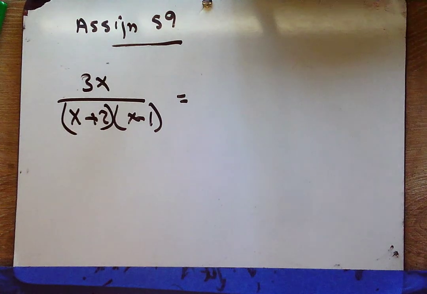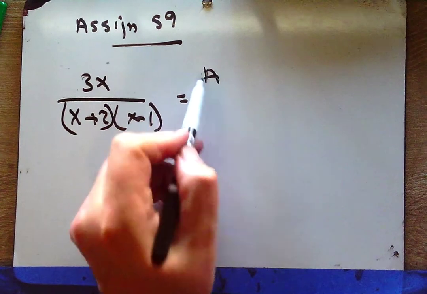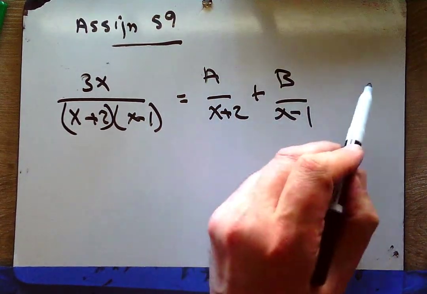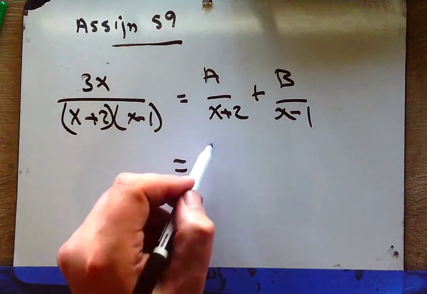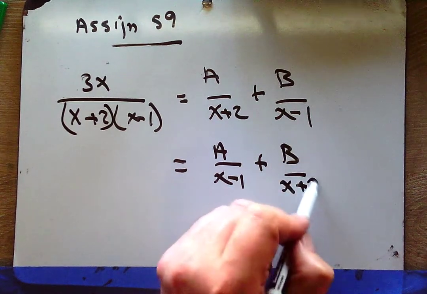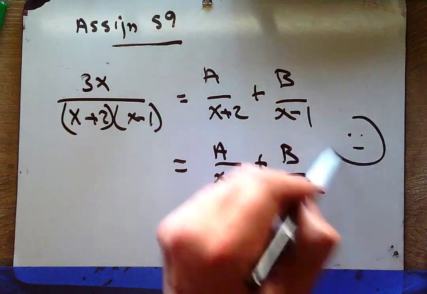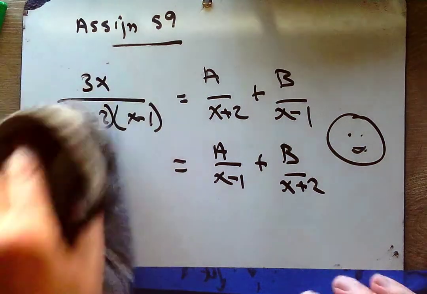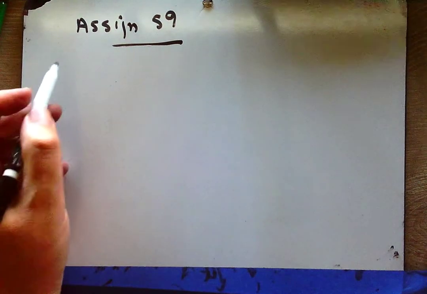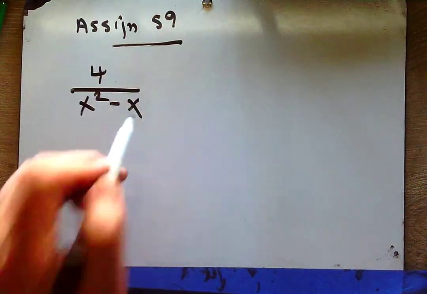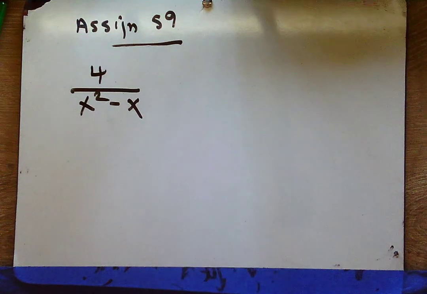Wow, that was fast. Did it go well? Are you comfortable with this? Did you say that this would be A over x plus 2 plus B over x minus 1? That's great. And if you had written A over x minus 1 plus B over x plus 2, that would also be great. Good job in either case. Okay. What about this one? 4 over x squared minus x. Please write the setup for that.